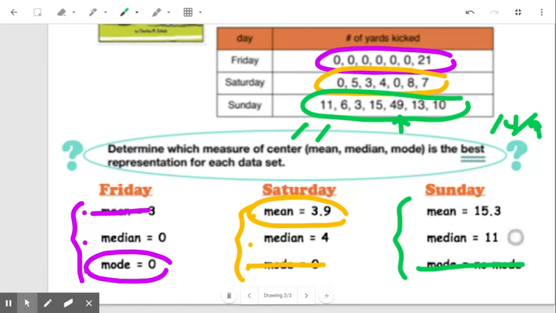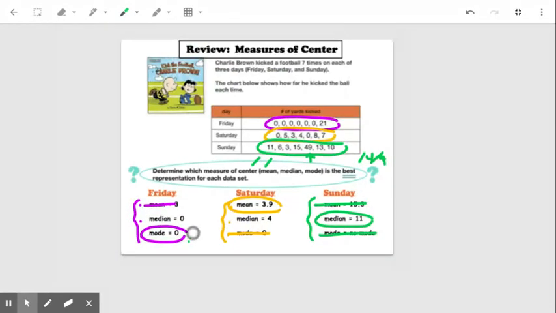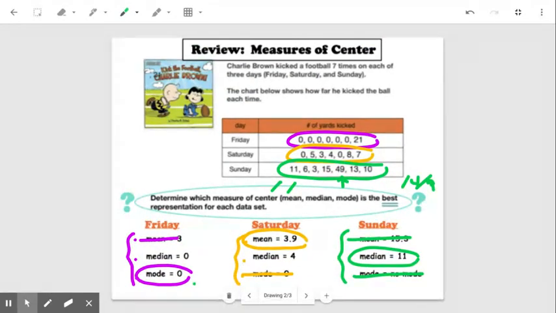So in this case, I would choose the median as my best representation because the mean is thrown off by that 49. So you'll notice that given different sets of data, if I were to ask you which measure of center best represents it, you could have different reasons for choosing different numbers based on the data. And that's kind of what we're going with here.